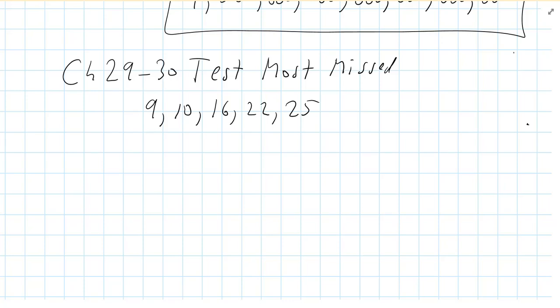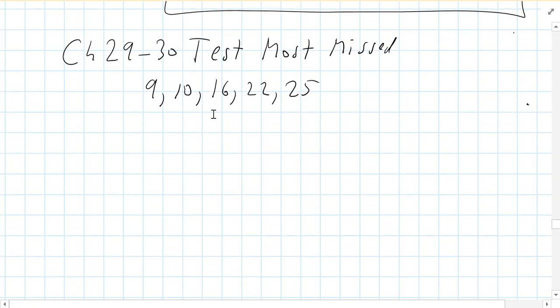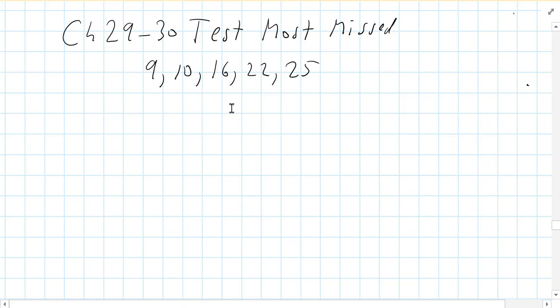Hey folks, I'm going to briefly go over the most missed questions on the chapter 29 and 30 test. The 5 questions listed here, number 9, 10, 16, 22, and 25 were the most missed. All but 16 were about half and half. So on 9, 10, 22, and 25 about half of people got it right. On 16, only a few folks got it right, and I think I know why.